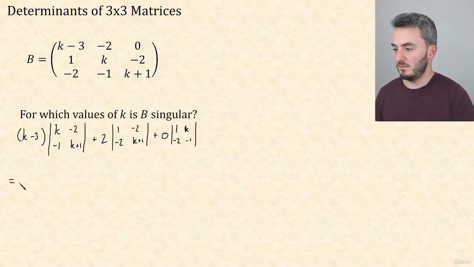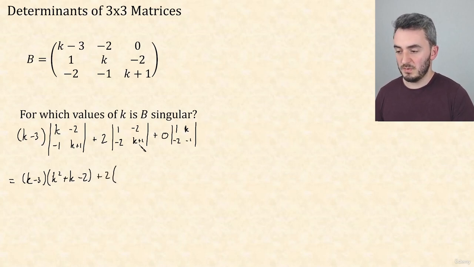Okay, so what do we get? We get K minus 3 multiplied by K times K plus 1, which is K squared plus K, minus 2. Then 2 times K plus 1 minus 4, so K plus 1 minus 4 is K minus 3. And then we've got a 0 here. Okay, we want to know for which values that is singular.